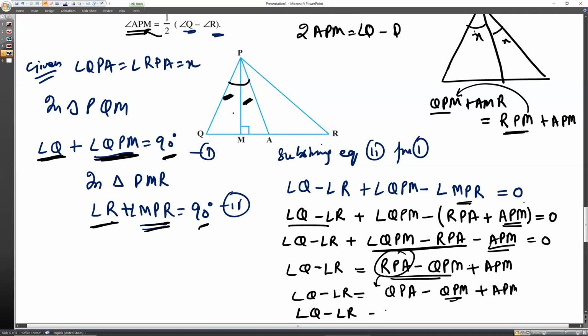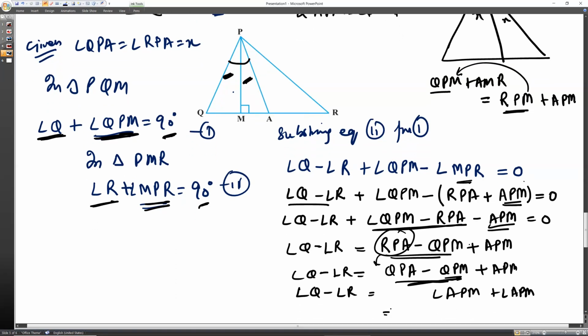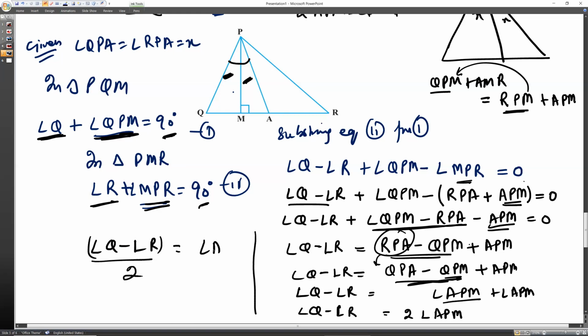So you can write angle Q minus R is equal to, this 2 is going to give you angle APM, and again angle APM. When you read it in detail, you will get this value. Angle Q minus angle R will become 2 angle APM. Then you can subtract it. This will go to that side, and you will be able to prove. So angle Q minus angle R, and this 2 will come down, you will get angle APM.